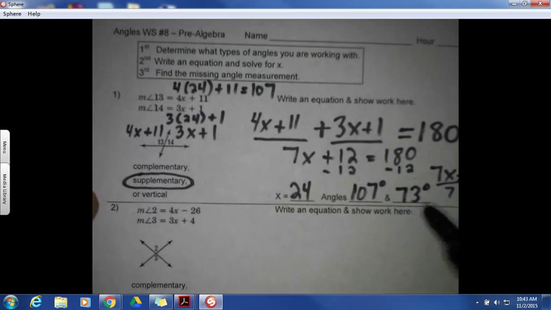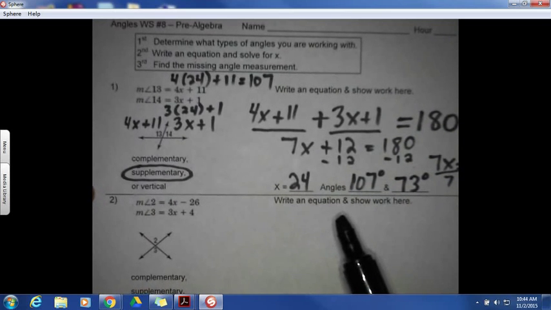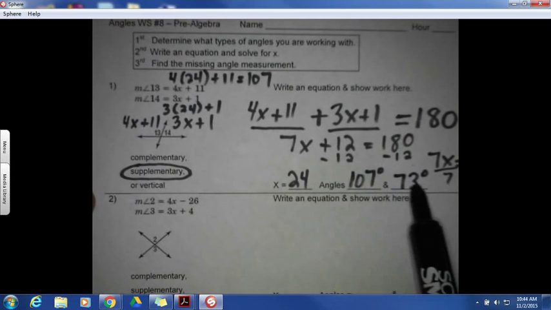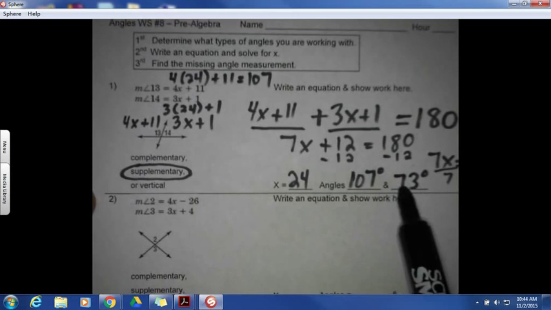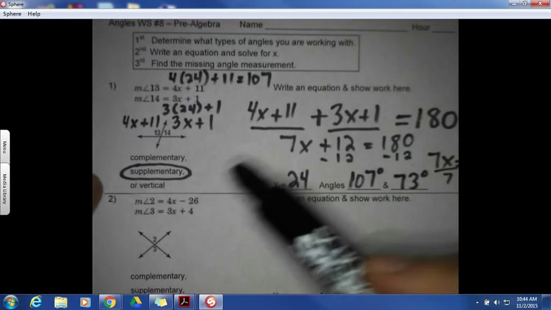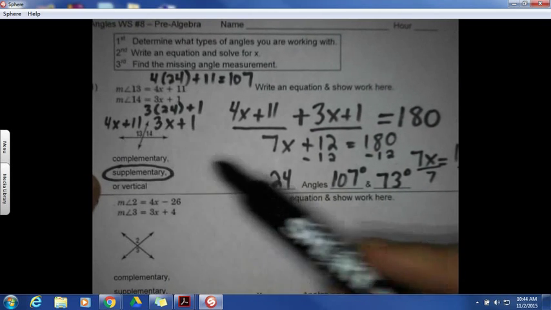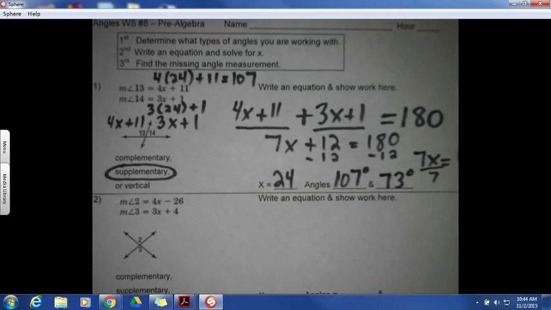Remember, we can check our work, make sure we are correct, by adding these angles together. When we add these angles together, we should come up with 180. The sum of these angles should be 180. We know that because these angles are supplementary angles. So that satisfies our equation. That is how you find missing angles when you have variables in your measurement.